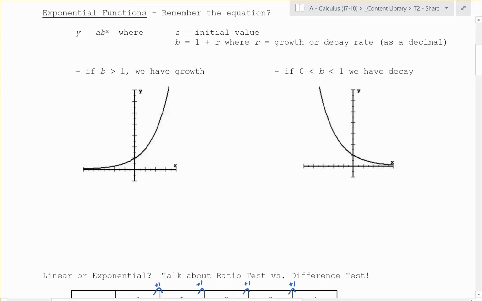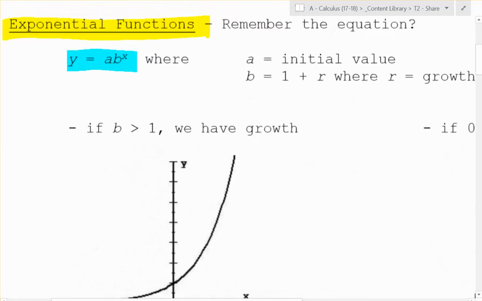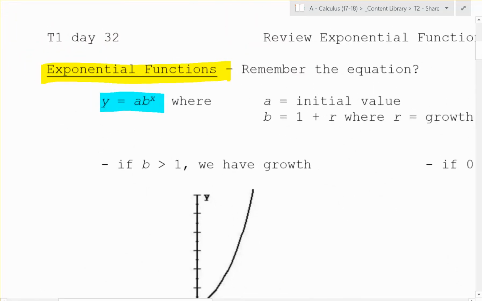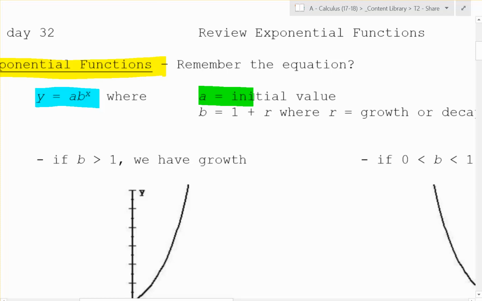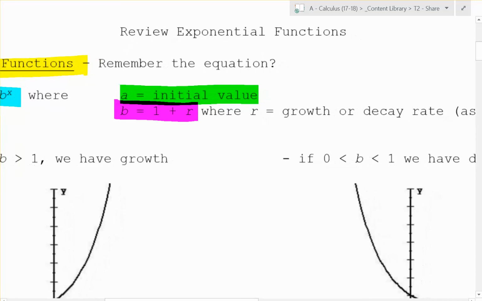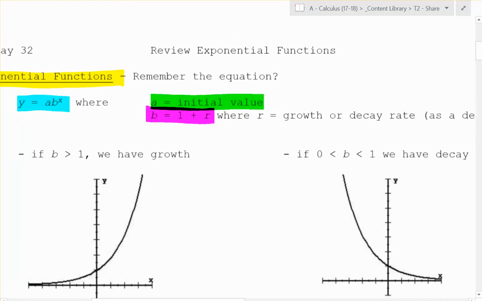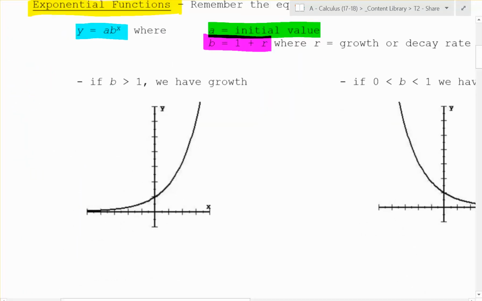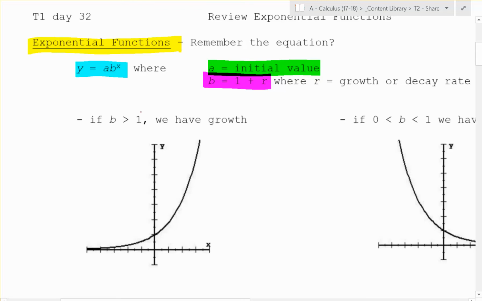We're going to start by talking about exponential functions. Those are functions of the form y equals a times b to the x, where a is the initial, the starting value, and b is equal to 1 plus r, where r is the growth or decay rate. And you have growth when b is greater than 1. So that's going to happen when r is greater than 0.